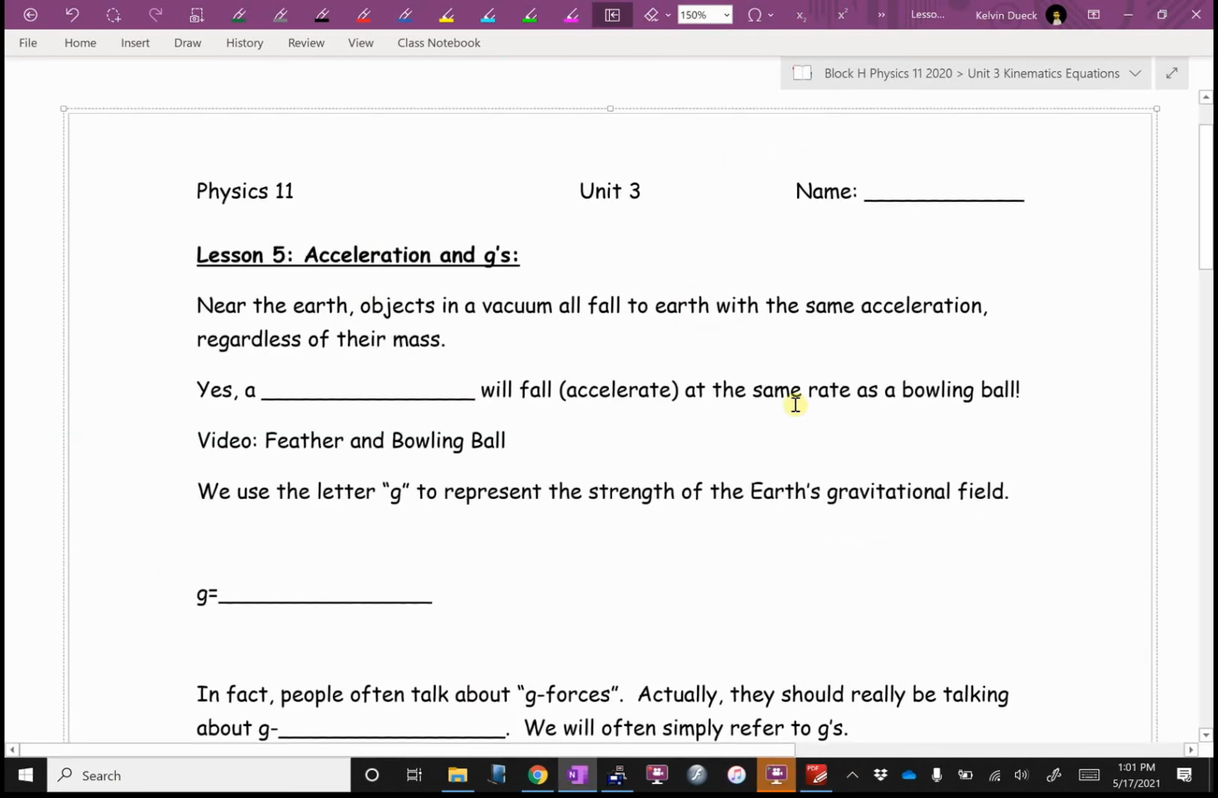Lesson 5, acceleration and G's. Galileo showed that near the Earth, if we ignore air resistance, so if we go in a vacuum, all objects fall to the Earth at the same acceleration, regardless of their mass. What? A feather in a vacuum will accelerate at exactly the same rate as a bowling ball.